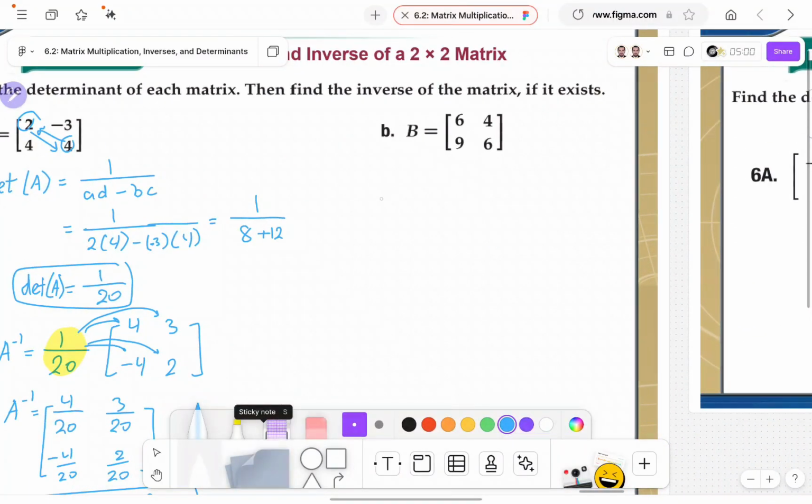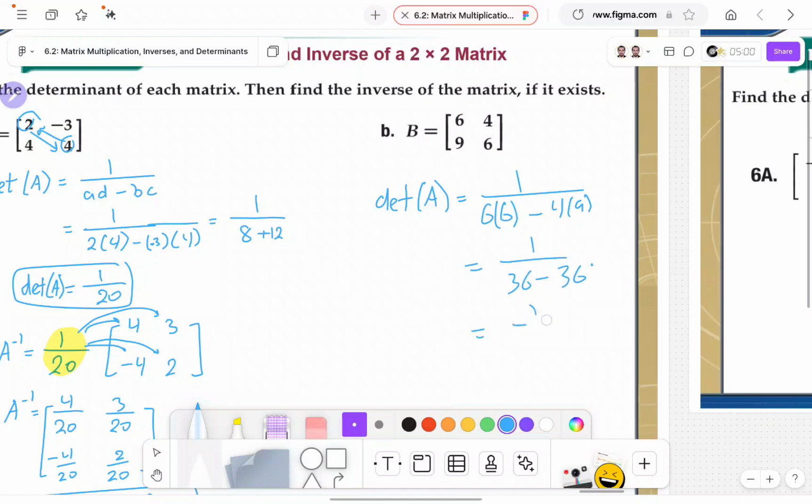Now let's do this question here also together. Let's always find the determinant first. The determinant does not exist, so of course there is no inverse. 1 over 6 times 6 minus B times C, which is 4 times 9. As you can see, 1 over 36 minus 36, so it's 1 over 0. So this one is also singular.